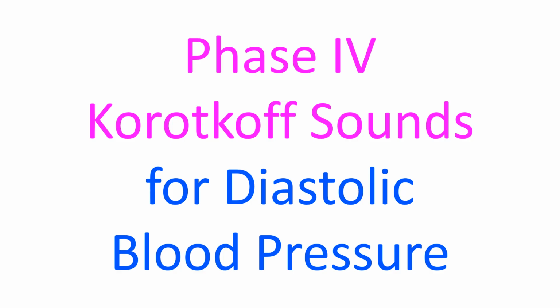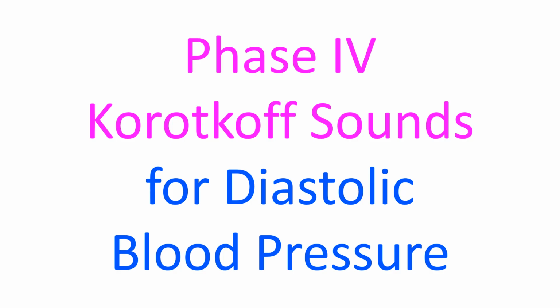Usually, phase 5 is taken for measurement of the diastolic pressure. These sounds were named after Nikolai Korotkoff. They were discovered in 1905 while he was working at Imperial Medical Academy in St. Petersburg. Phase 4 is muffling of the Korotkoff sounds and phase 5 is disappearance.